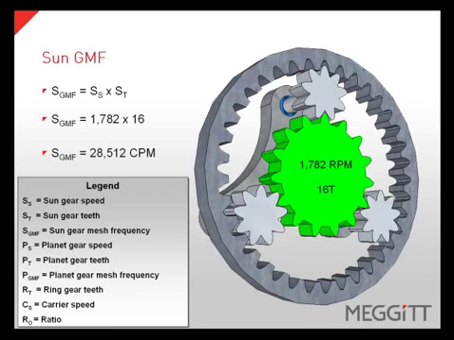The formula is sun gear mesh frequency equals the sun speed times the number of teeth on the sun gear. In our example, we would take 1782 RPM, the sun gear RPM, and multiply it by 16, the number of teeth on the sun gear, which gives us a gear mesh frequency of 28,512 CPM.